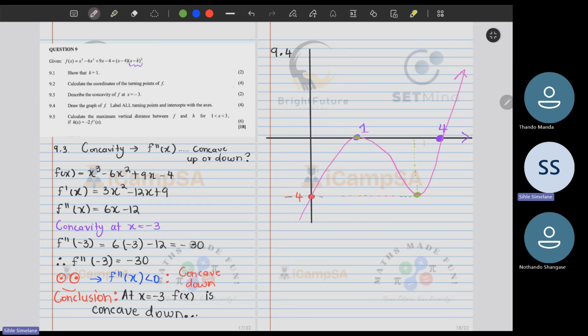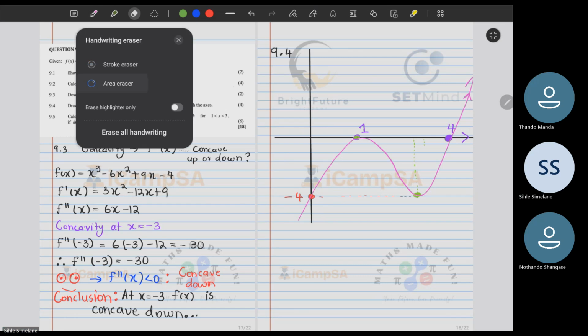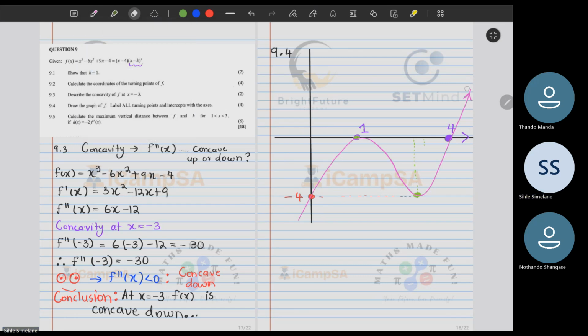Okay. So that is how our graph looks. Let me try and make it a bit neat. Let's move that to the right. Let's give that a try again. You go up. There's your turning point. You go down. There's your turning point, and then off we go. So that is what we were expected to be able to do.